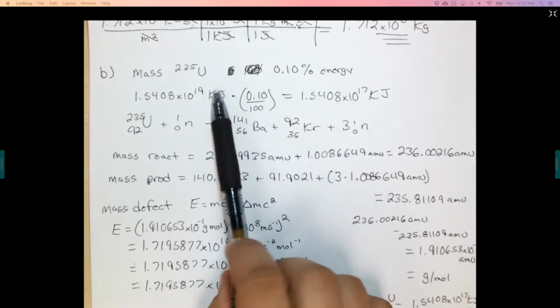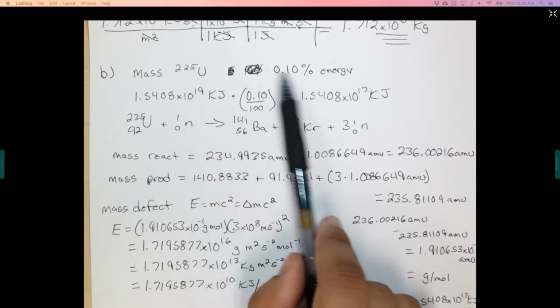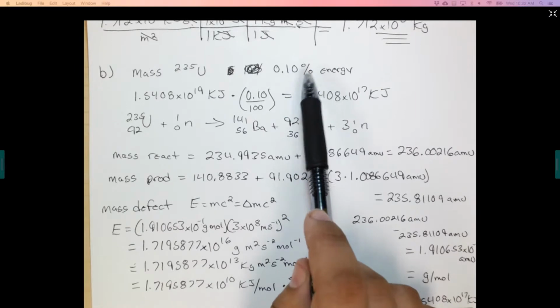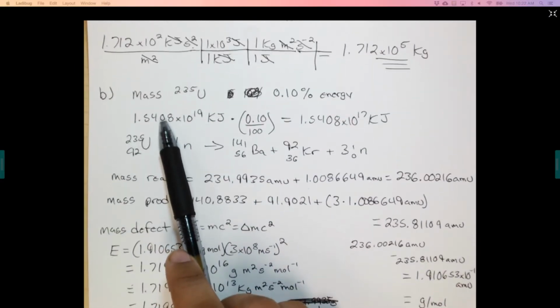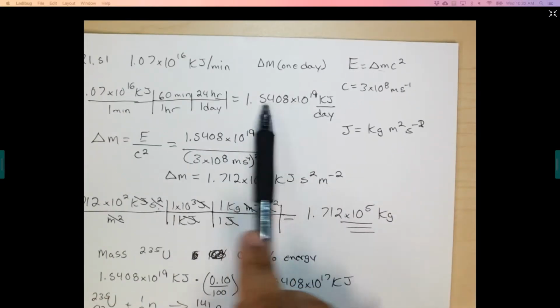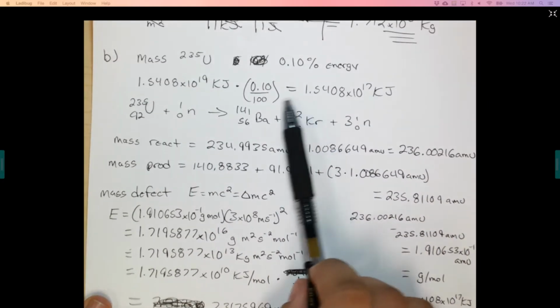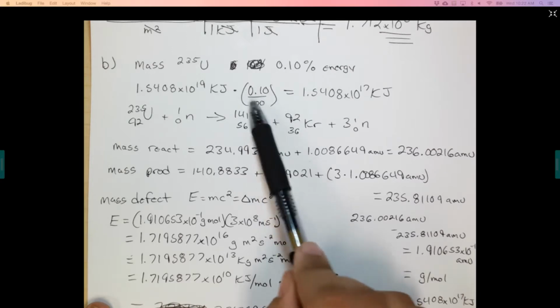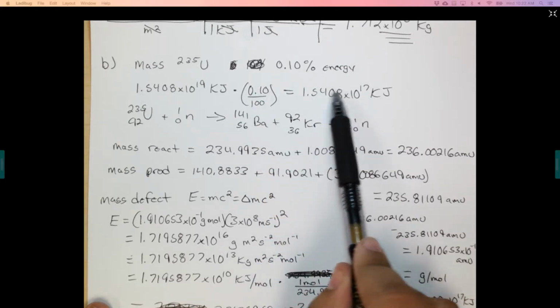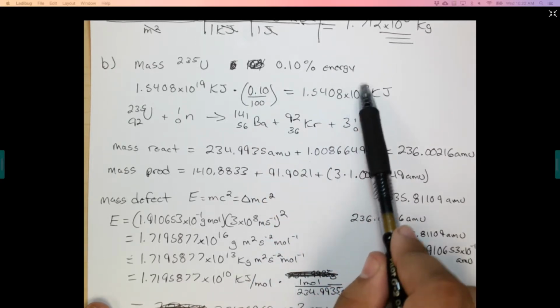So we know we're working with uranium-235. We know we want to get 0.1% of the energy. So what I did was I calculated the energy in kilojoules, which we have up here, and looked at what is 0.1%. 0.1% is this ratio, and we end up with times 10 to the 17th.